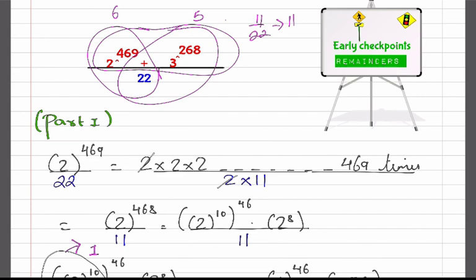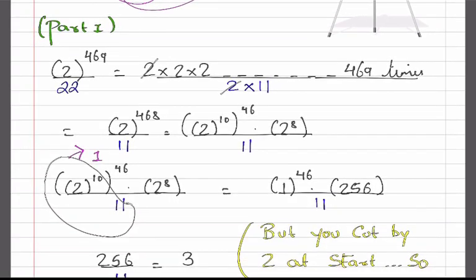So let's put it here. I write it separately. Okay, that's my part 1: 2 raised to 469 divided by 22. What will I do now? It's not a prime number. I cannot apply Fermat, but I can try to cut. Okay, we had already learned this.